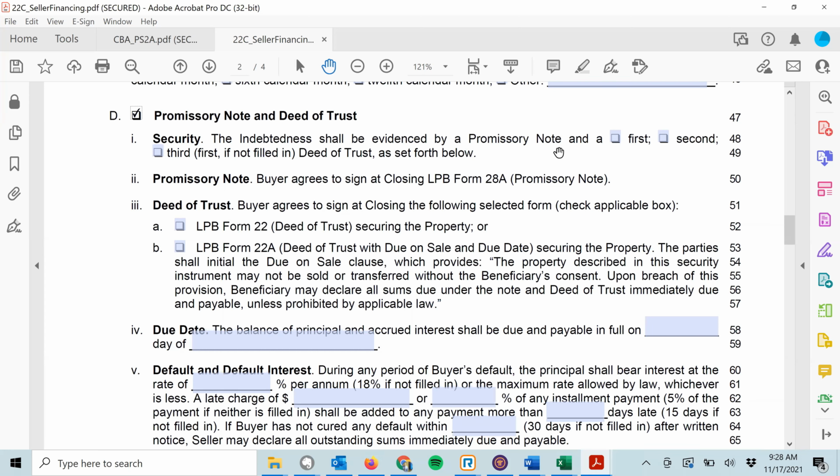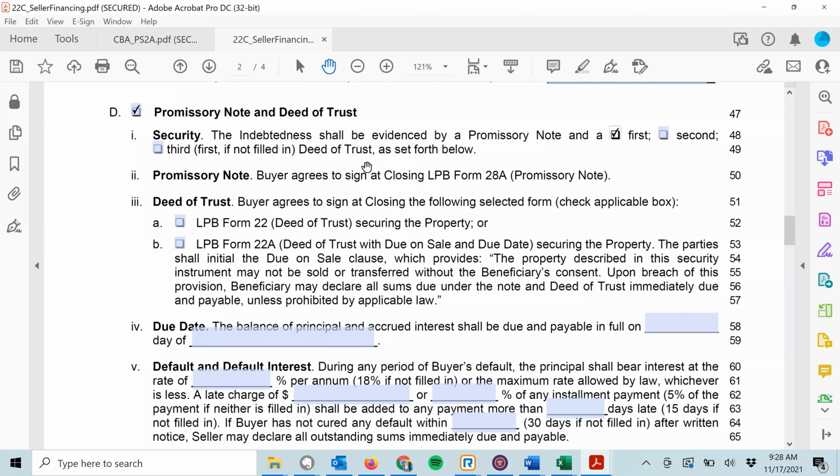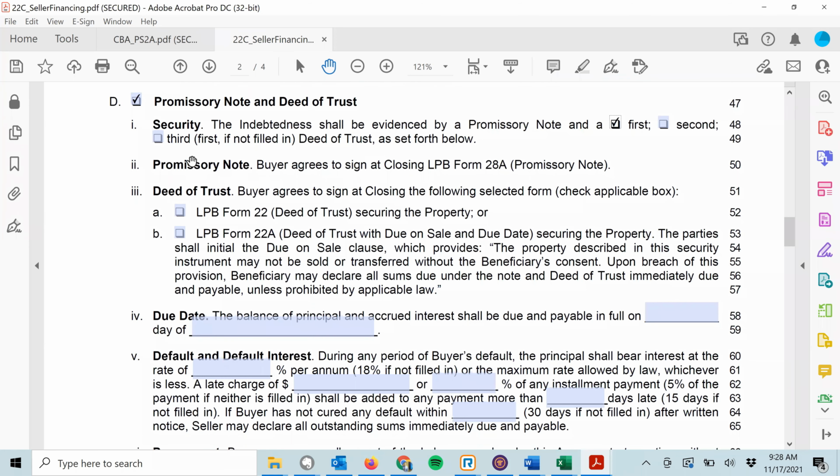Does the seller have an underlying mortgage, Laine? No. All right. So then this is going to be a first lien position deed of trust, which is cool. That makes it easier, right? Less risk. Promissory note, we're going to use LPB form 28A, right? So we can take a look at that in a separate video if we want. Deed of trust. We're going to decide between two different deeds of trust. One has a due on sale clause, and this one does not.